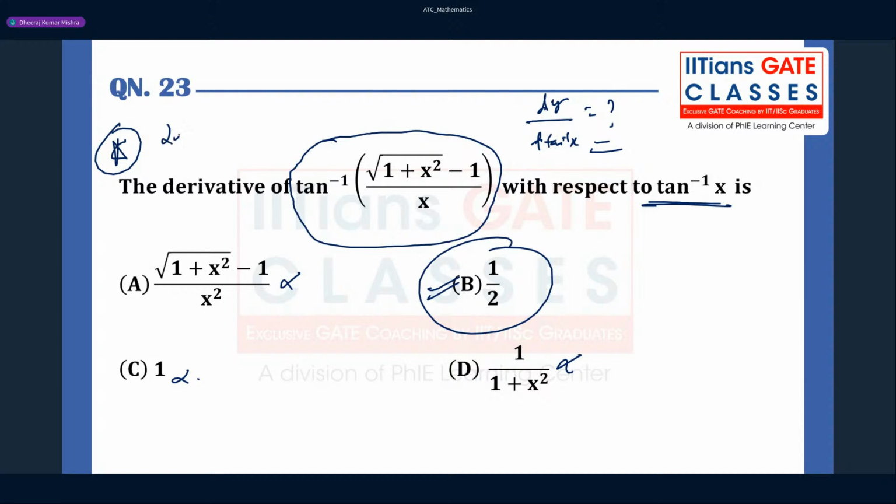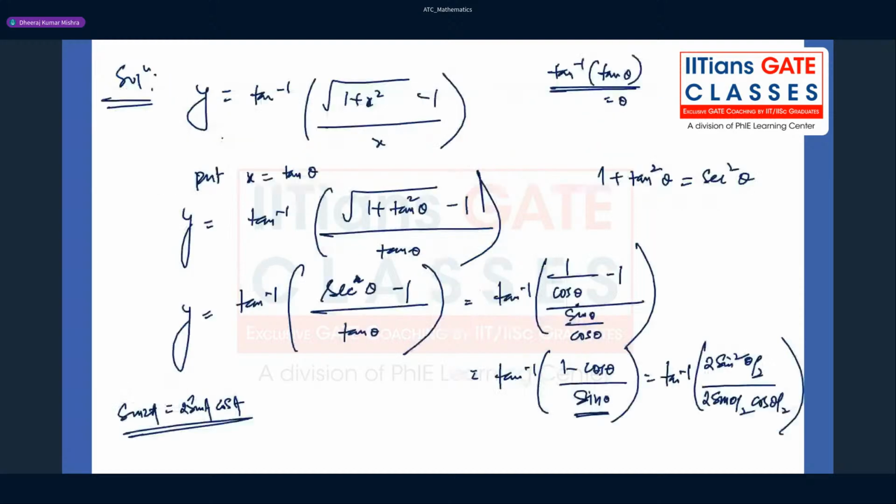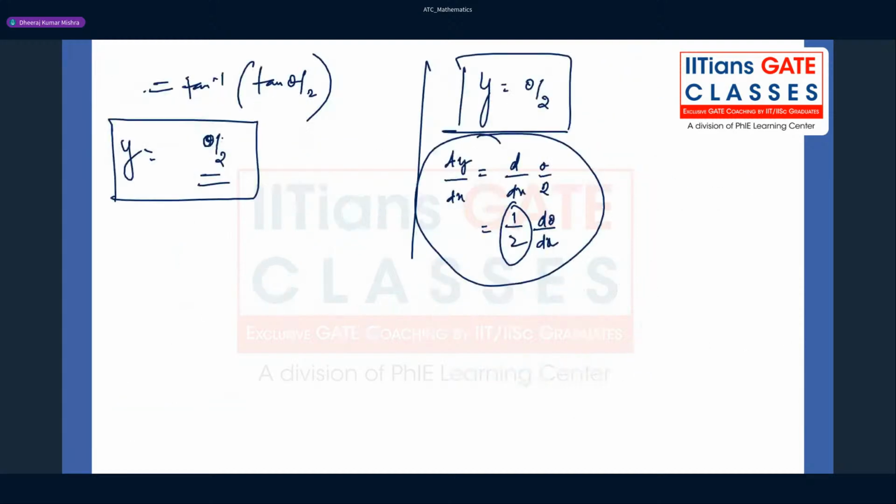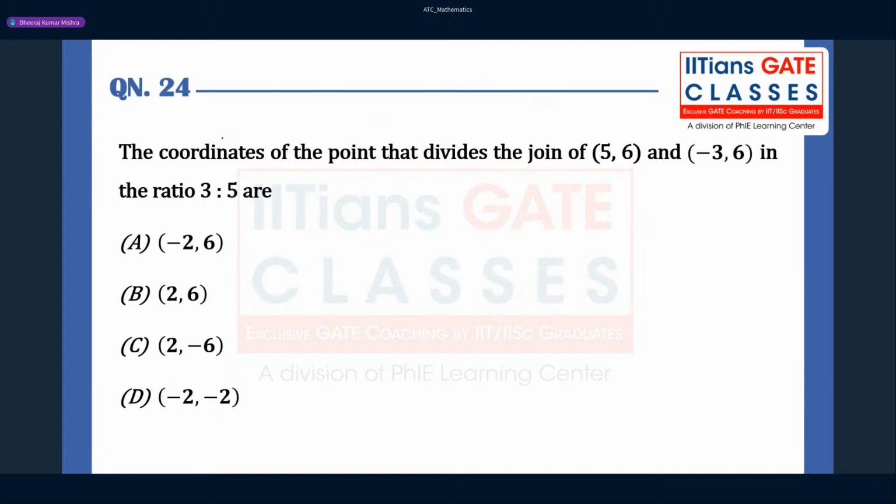This question is quite lengthy, you can say. I have just explained some steps, so you can realize what the answer will be, right? So half is going to be the correct answer, right? Okay. Chalo. Next question we will solve here.